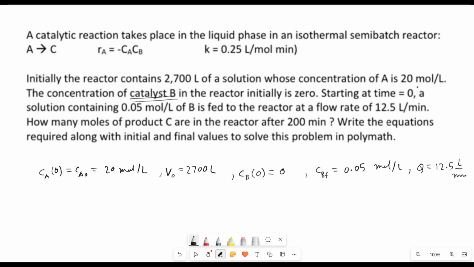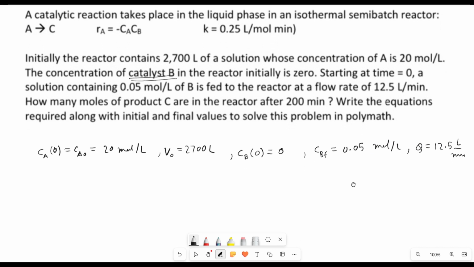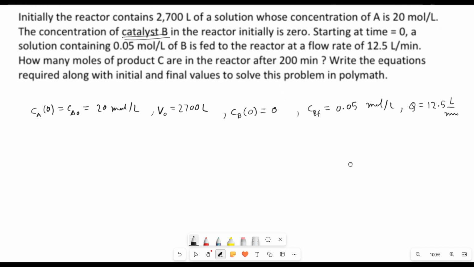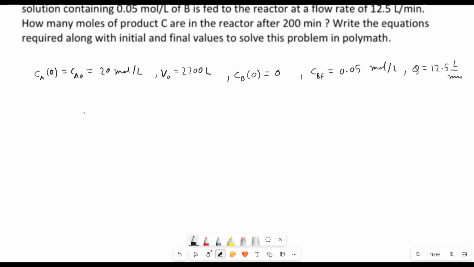So I will not be using Polymath. This problem does not actually require any solver. I will show how to solve this. Now, to solve this, the semi-batch reactor principle is this: a batch reactor. This is a liquid phase reaction and no gas generation is there, so volume or pressure we will not care much.